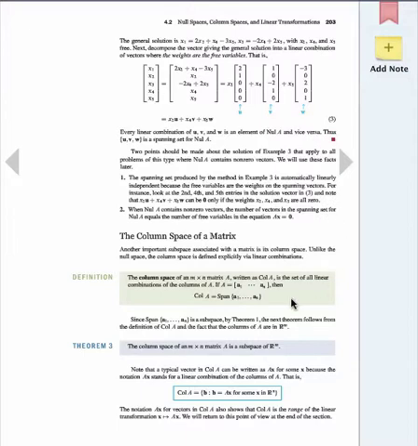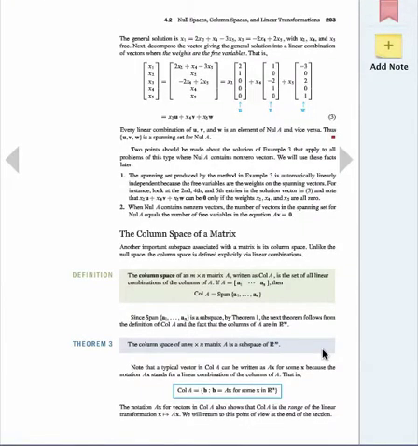The column space of a matrix is the set of all linear combinations of the columns of that matrix. Here's the definition. Or in other words, it's the span of the columns of A. That's the column space of A. The theorem says that column space of any matrix A is a subspace of Rm, if we have an m by n matrix. If you like, the column space is a subspace of the codomain of the transformation given by that matrix. The null space is a subspace of the domain.